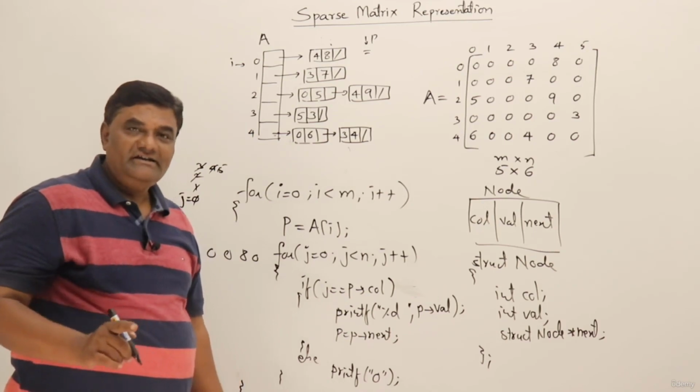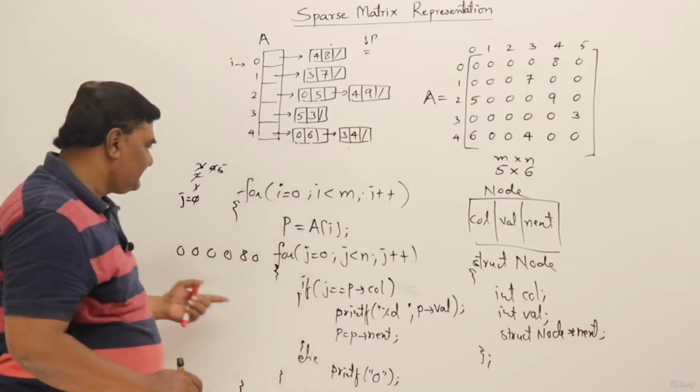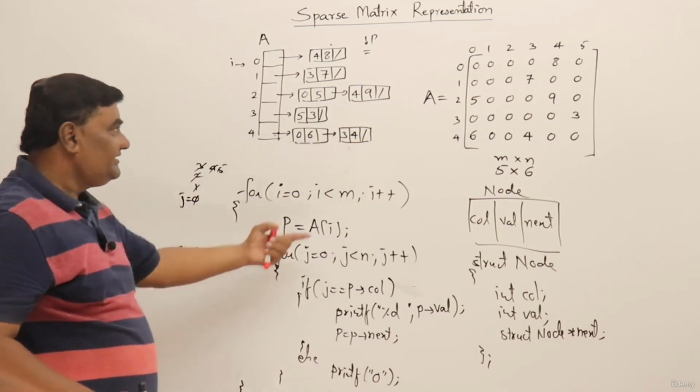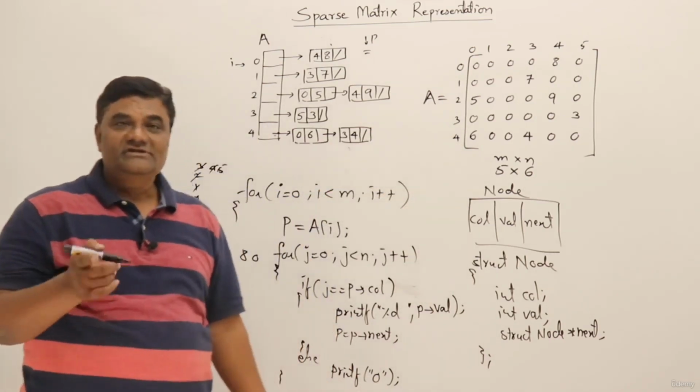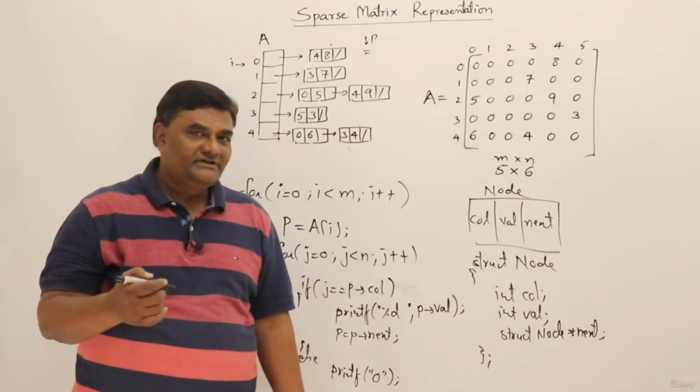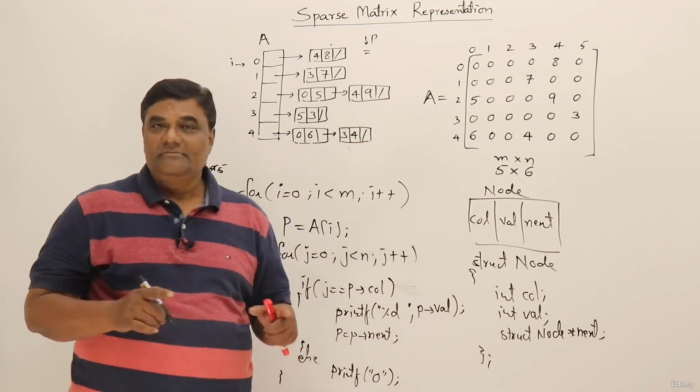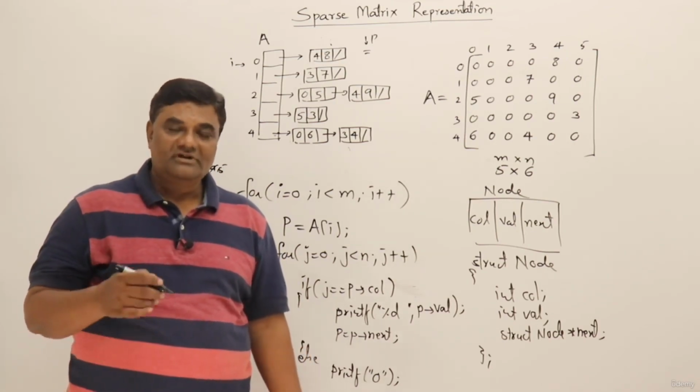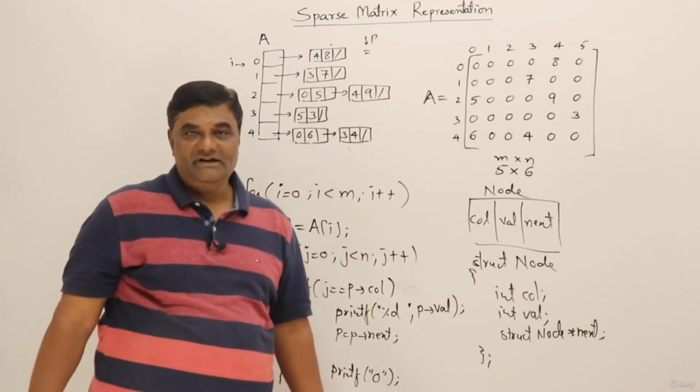So I have just given the idea how to display this sparse matrix. The complete matrix 0, 0, 0, 0, 8, 0. All the values are printed, zeros as well as non-zeros. So the rest of the thing is an exercise for you. Write a complete program and also write a program for adding two sparse matrices.